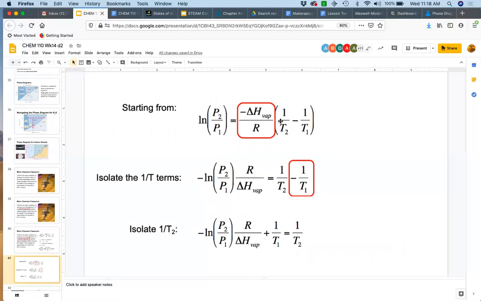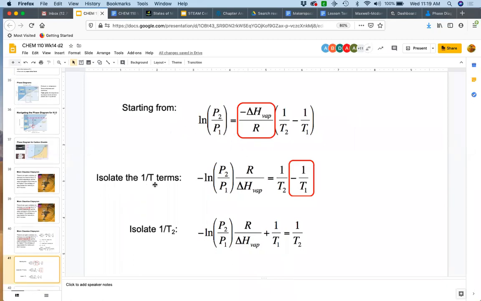my terms. So that means I'm going to multiply my delta H of vaporization and R. I'm going to multiply it by its reciprocal. So if I multiply both sides by R over negative delta H of vaporization, I can move this term to the left-hand side of the equation. So that's what you see right here. I'm multiplying both sides of the equation by the reciprocal of the term that you see in the red box. So the reciprocal would be R over negative delta H of vaporization.